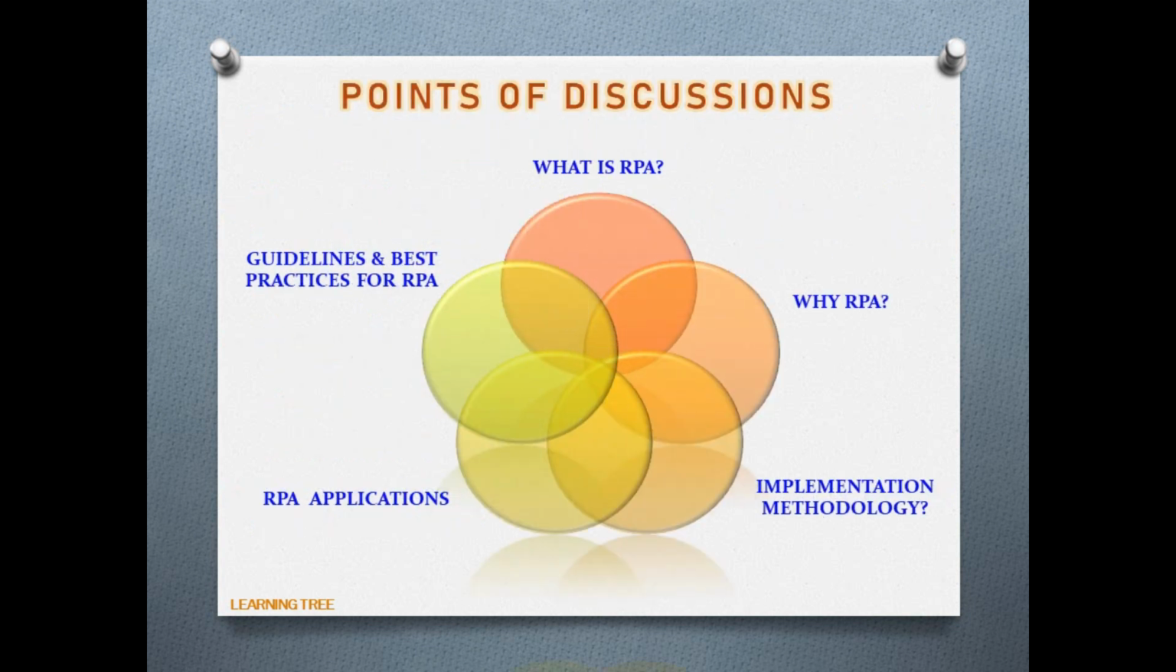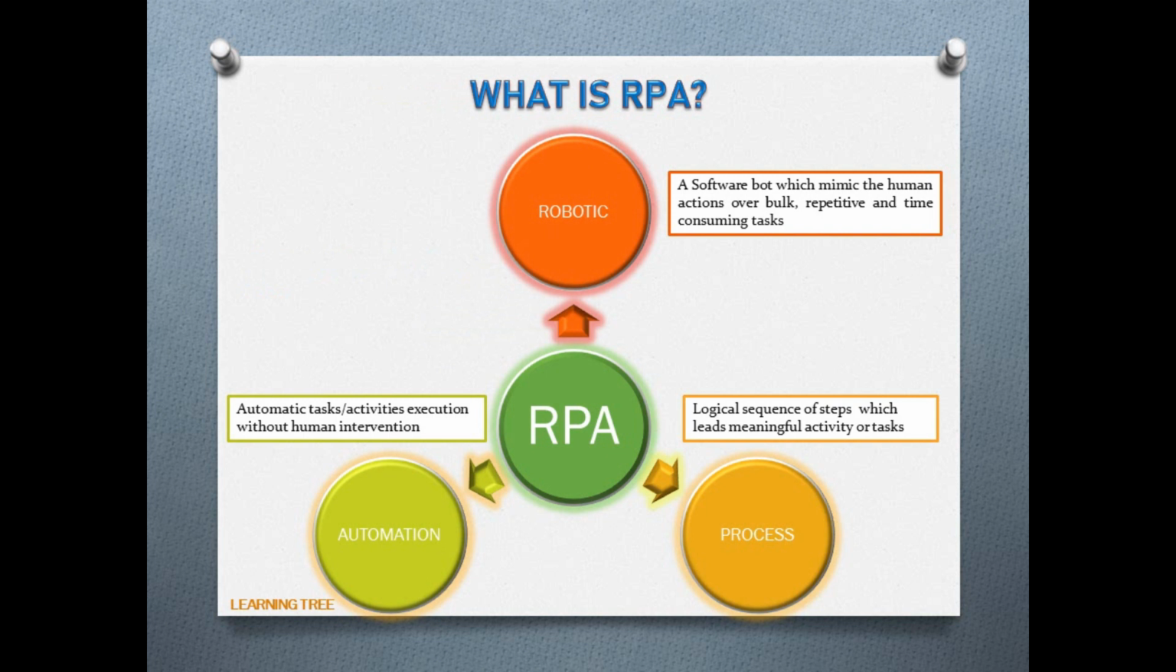Today we are going to discuss what is RPA, why RPA, implementation methodology, RPA applications, guidelines and best practices for RPA implementation. RPA is an acronym of Robotic Process Automation, where robotics refers to a software bot which mimics the human actions over bulk, repetitive and time-consuming tasks. Process stands for a logical sequence of steps which leads to a meaningful activity or task. Automation indicates automatic execution of tasks or activities without human intervention.